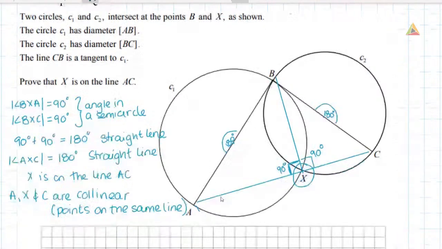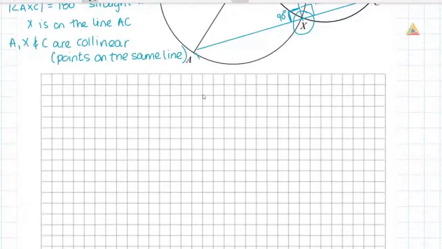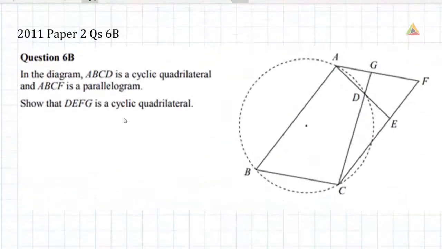The next question we're going to look at has a slightly different twist to it. And this is 2011 paper 2 question 6b. So this says, in the diagram, ABCD is a cyclic quadrilateral and ABCF is a parallelogram. Show that DEF is a cyclic quadrilateral.